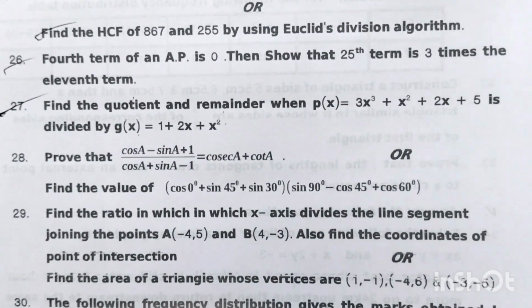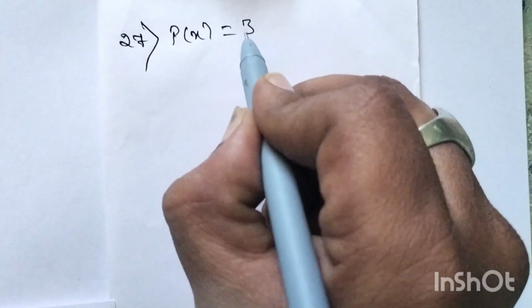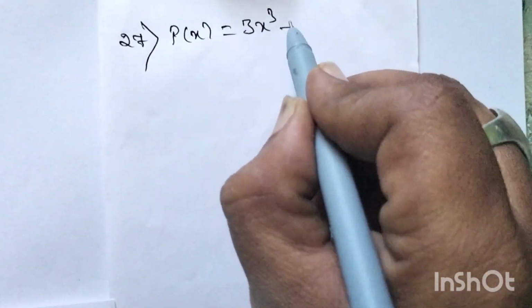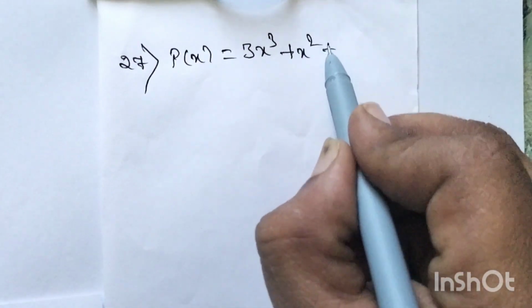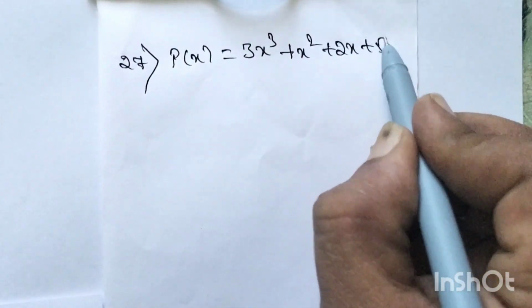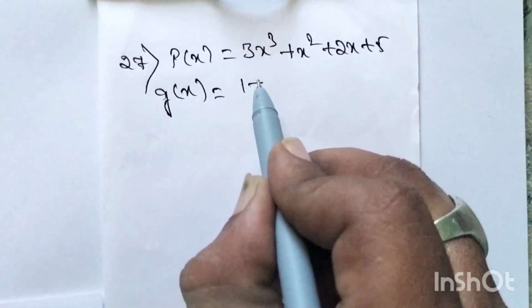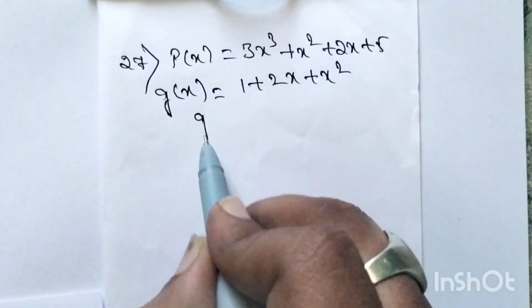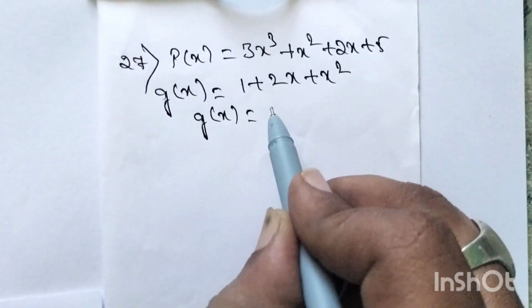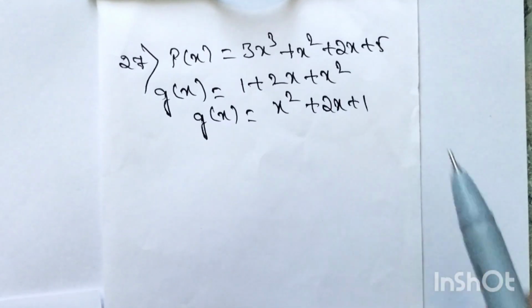So let us solve this question. So in the 27th question they have given p of x is equal to 3x to the power of 3 plus x square plus 2x plus 5. Then what is g of x given? G of x is given as 1 plus 2x plus x square. So now I will write g of x in decreasing power order: x to the power of 2 plus 2x plus 1.